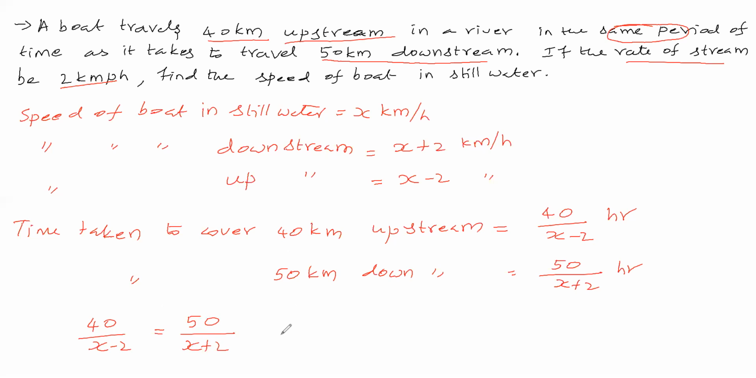So now on simplifying this, we will get x. x is equal to 18 kilometer per hour. This x is called the speed of boat in still water. So the still water speed is 18 kilometer per hour. Okay, let us go for the next question.